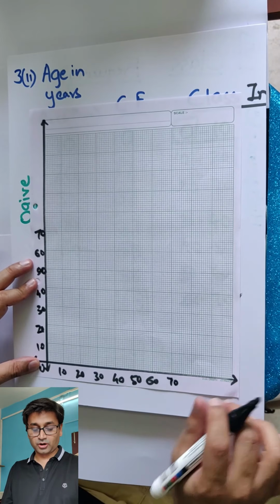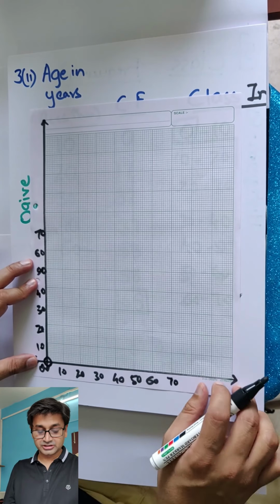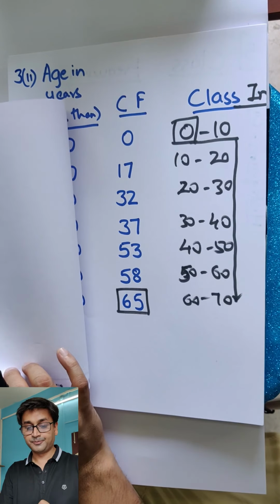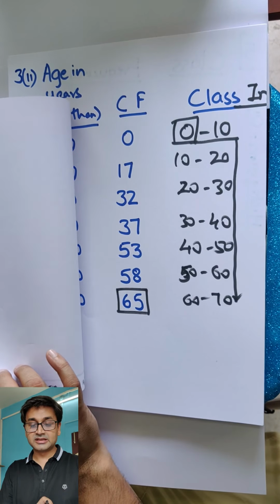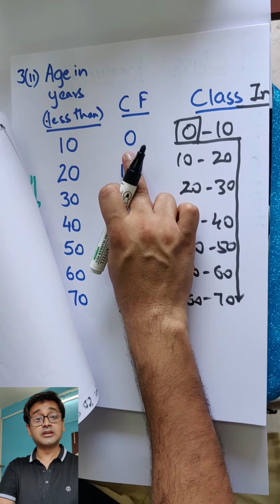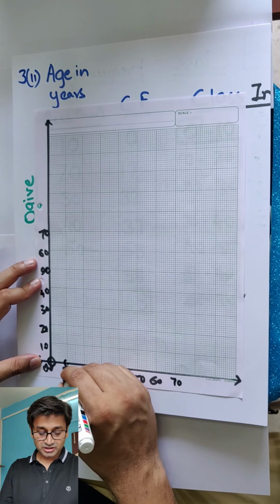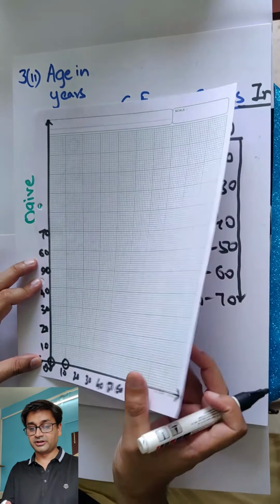Now let's plot 0 with 0 because 0 is the first number that we are looking at. The next is 17. So on 10 also is 0. Can you see? 0 is 0 but 10 also is 0. That's a catch. So here also 0, so nothing to be plotted here.